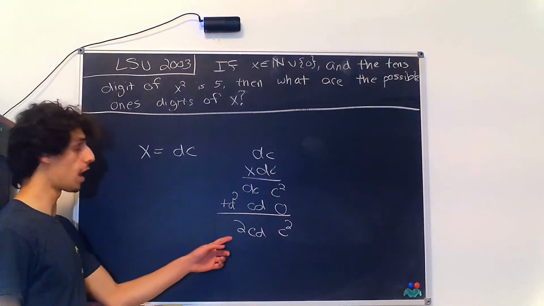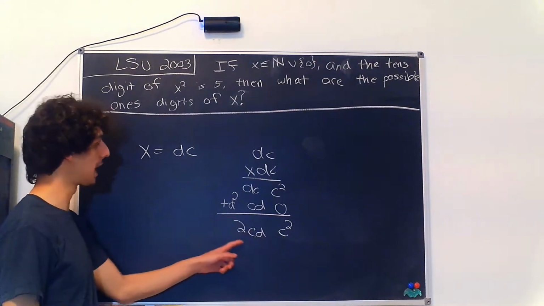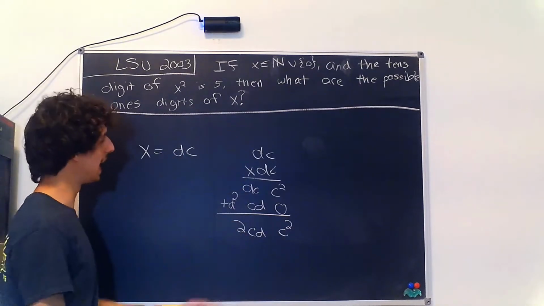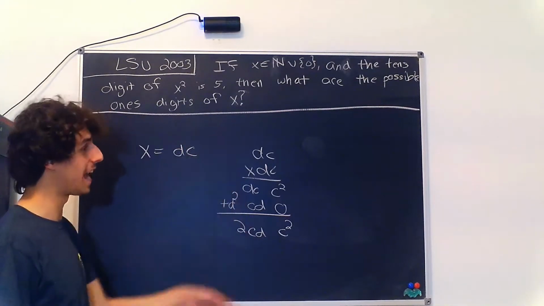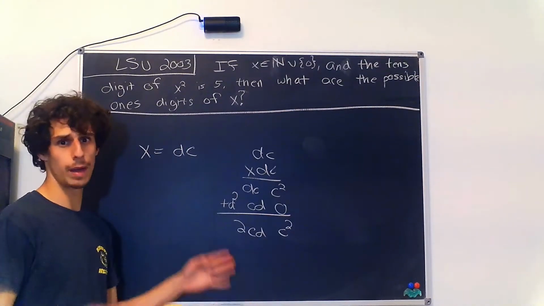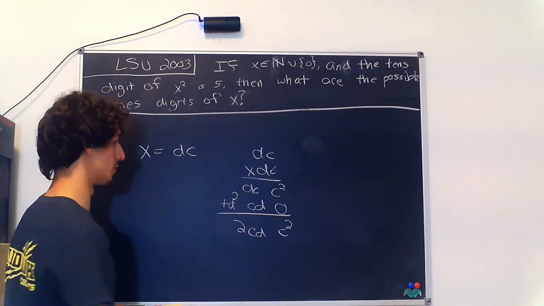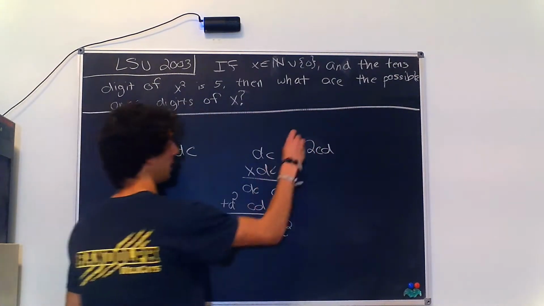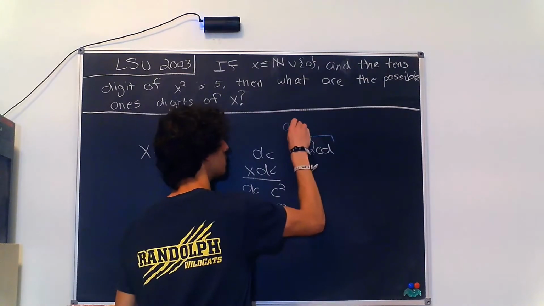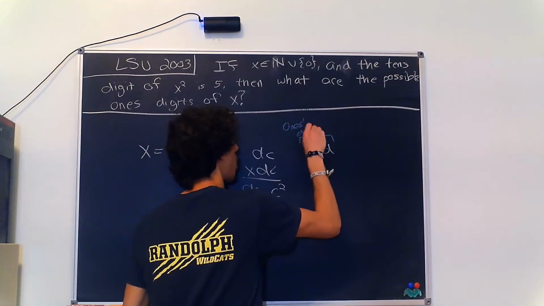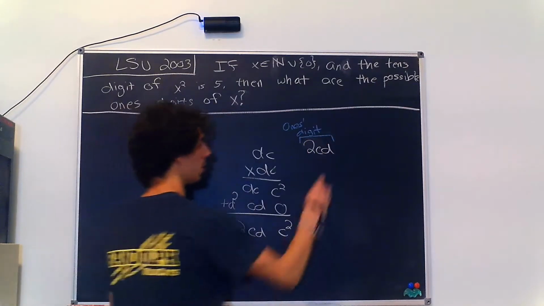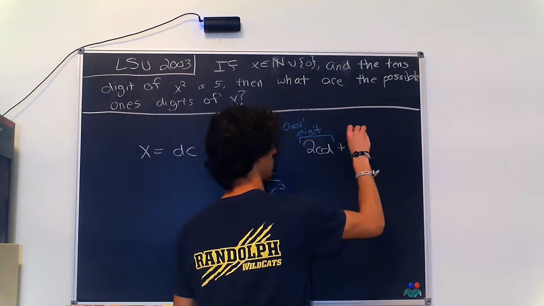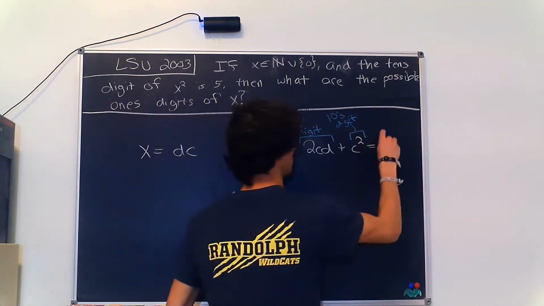So the way we want to figure out this problem is by taking this 2 times CD and looking at only its ones digit, because it's in the tens column, and this number C squared and look only at its tens digit, because it's in the ones column, and add those together and set that number equal to 5. So we want the ones digit of 2CD, and I'll make a note of that right here, that we only want the ones digit. And then we also want the tens digit of C squared. And I'll put that here as well. And this is all equal to 5.